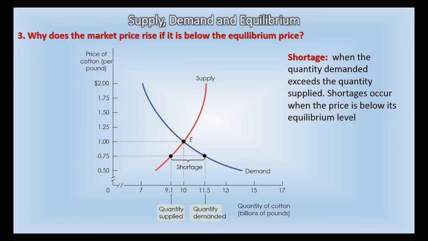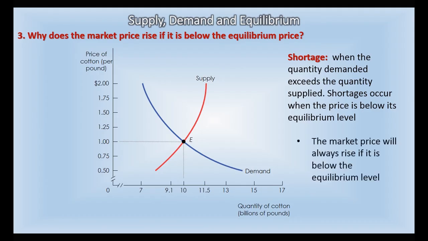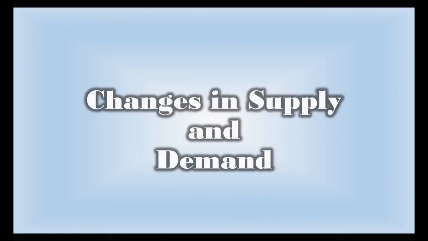And the other side of the coin is when the price is below equilibrium. Like I mentioned, why does the market price rise if it is below the equilibrium price? So you have a shortage when the quantity demanded exceeds the quantity supplied. Shortages occur when the price is below its equilibrium level. So in this case, if the price is 75 cents and quantity supplied is 9.1 and quantity demanded is 11.5, you're going to have a shortage in this case of about 2.4.